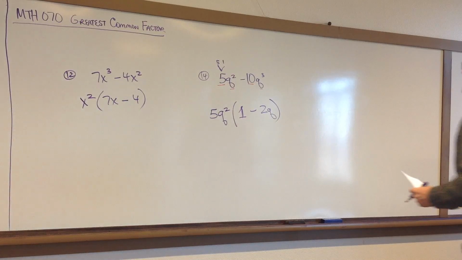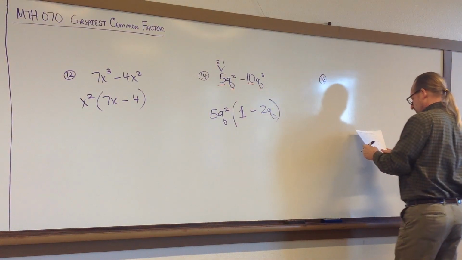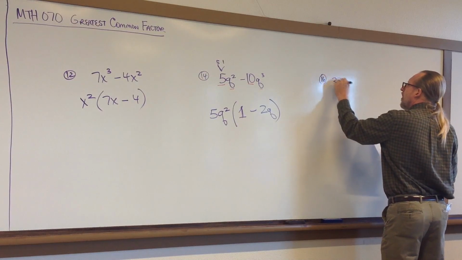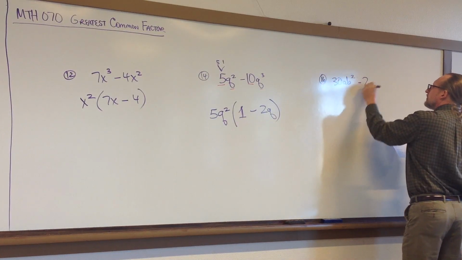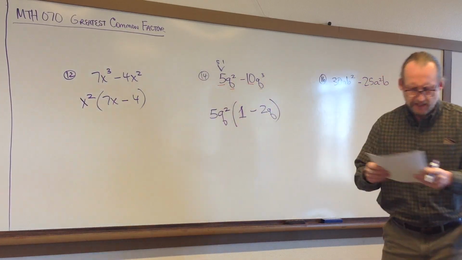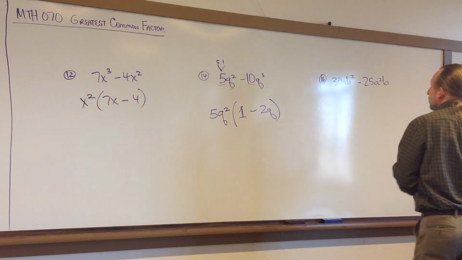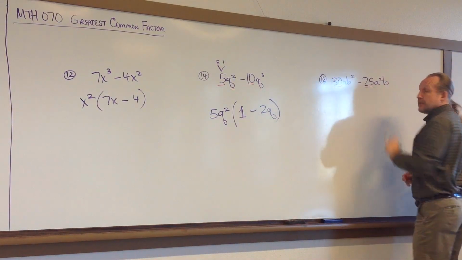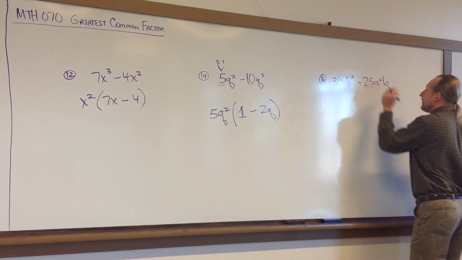Let's see here. Problem 16. 30ab squared minus 25a squared b. Okay. So it looks like we've got a common factor of 5 again in the coefficients, and then they both have a's and they both have b's.